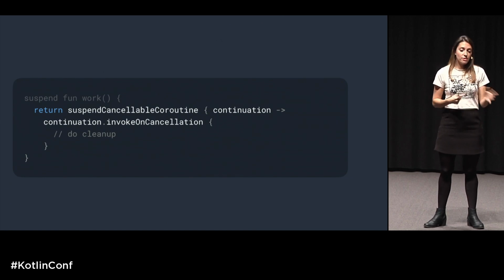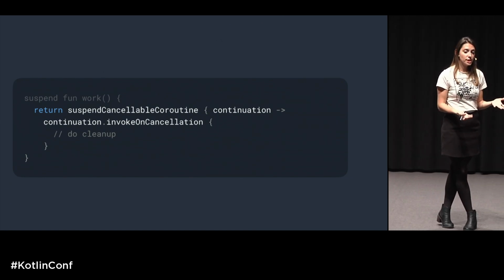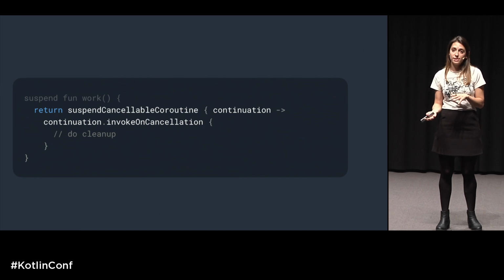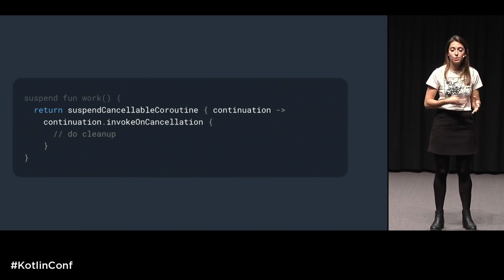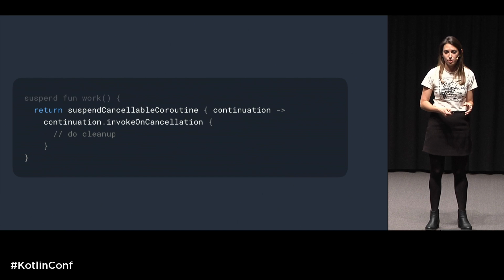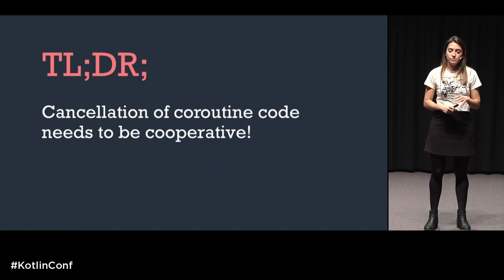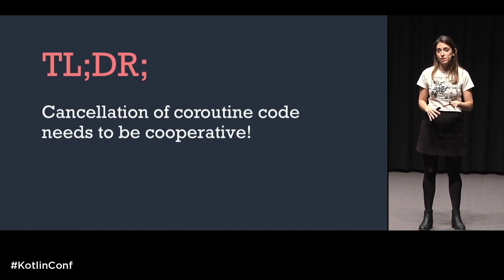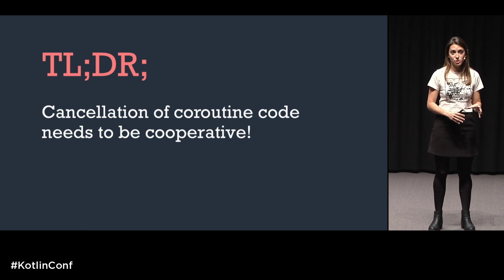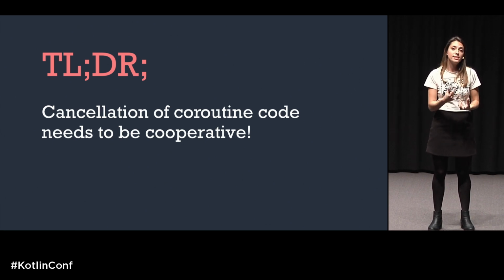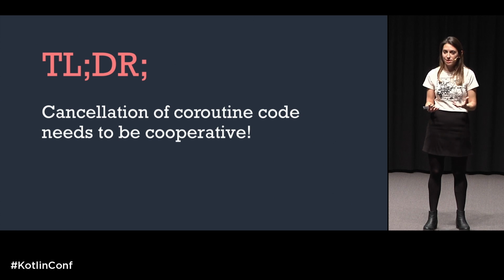OK, so if you're using a suspendCancellableCoroutine, then in the invokeOnCancellation, this should be the place where you're doing whatever cleanup you need to do. So TLDR: cancellation of coroutine code needs to be cooperative. So make sure that you change your code in such a way that you're implementing this cooperation.